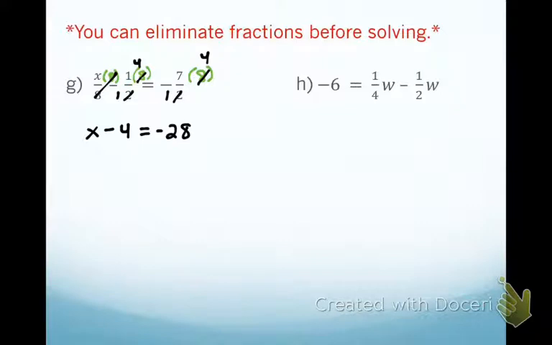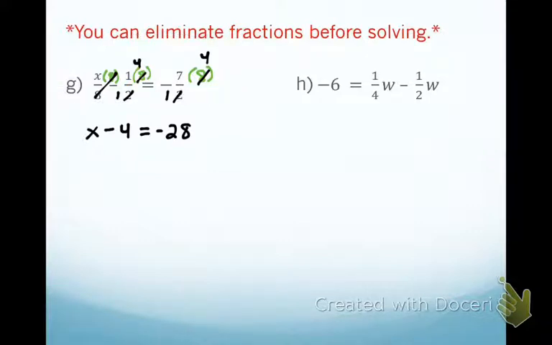Now, is my x all by itself? No, not yet, but I have found a way to get rid of all my denominators. This x minus 4 equals negative 28 means the same exact thing as this up here. Those mean the same thing. We just got rid of the denominators, okay?